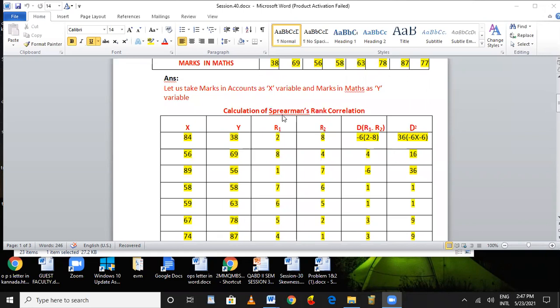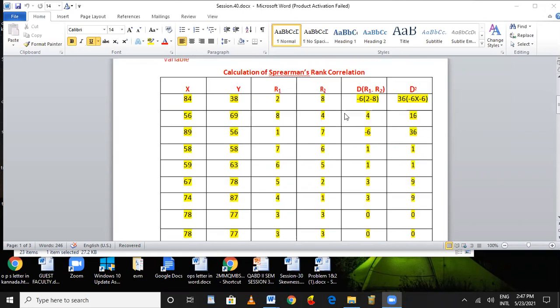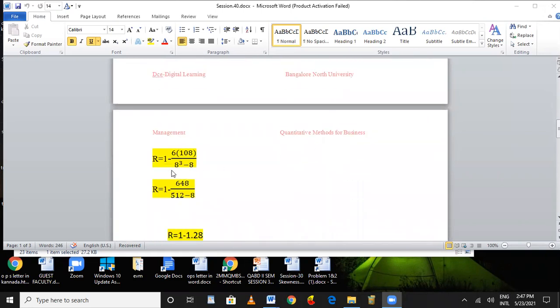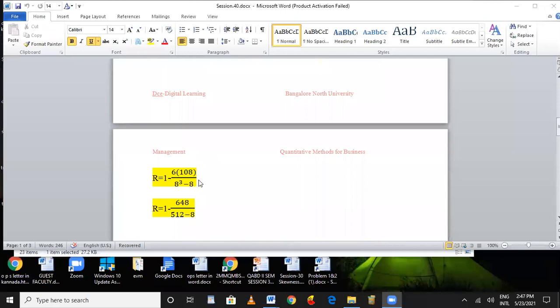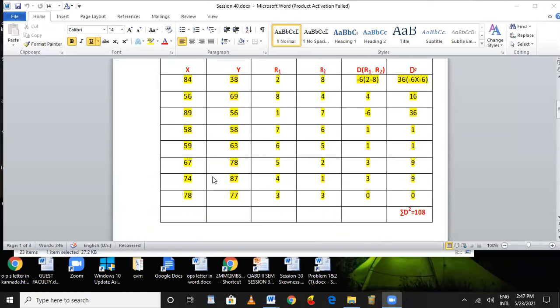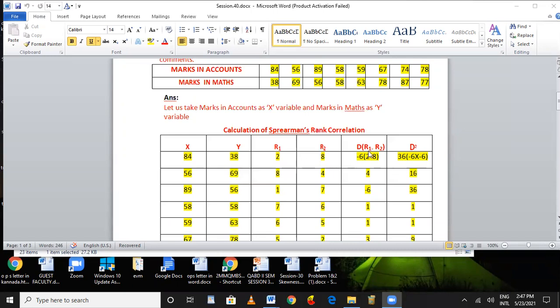Here the heading is the calculation of Spearman's rank correlation. The formula for the rank correlation is R equals 1 minus 6 into sigma d square by n cube minus n. Here sigma d square you have to calculate. For that you have to find the difference.